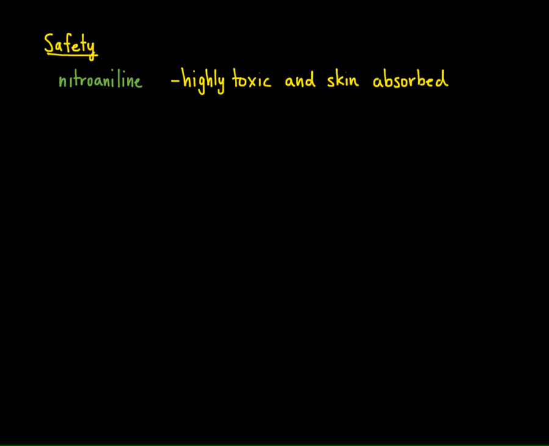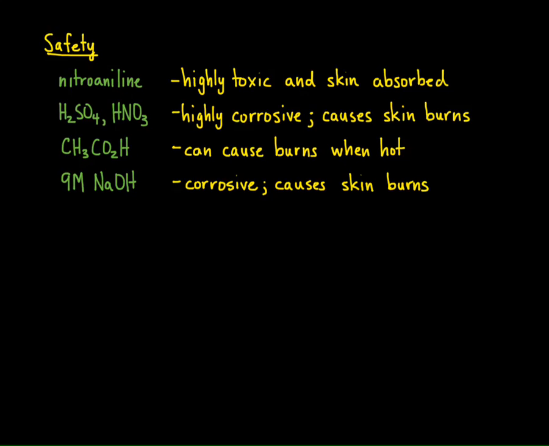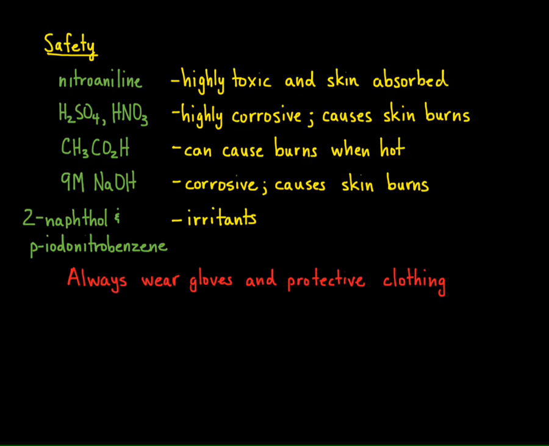For your safety, understand that nitroaniline is highly toxic and can be absorbed into your skin. Sulfuric and nitric acids are highly corrosive and cause skin burns. Glacial acetic acid can also cause burns when it is hot. Sodium hydroxide is corrosive and also causes skin burns. Do you see a pattern? Lastly, 2-naphthol and para-iodonitrobenzene are irritants. Because of this, you should wear gloves and protective clothing at all times.